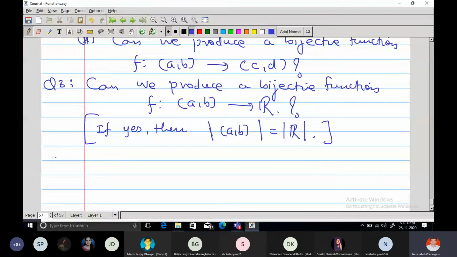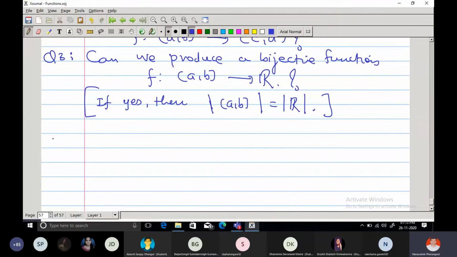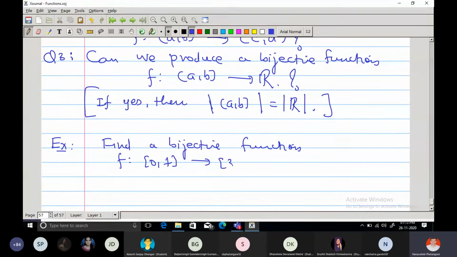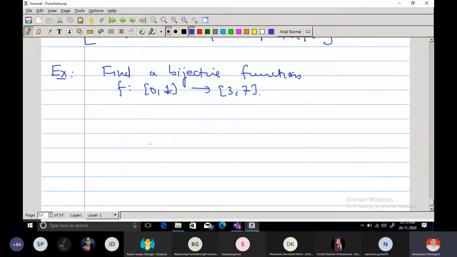Okay, so find a bijective function. Let us start with from [0, 1] to [3, 7]. Whatever the interval is doesn't matter anyway. Correct? Find a bijective function from the interval [0, 1] to [3, 7]. So how to find it? Let us see the figure which I am going to draw. Then you can understand what is a natural way to find it.